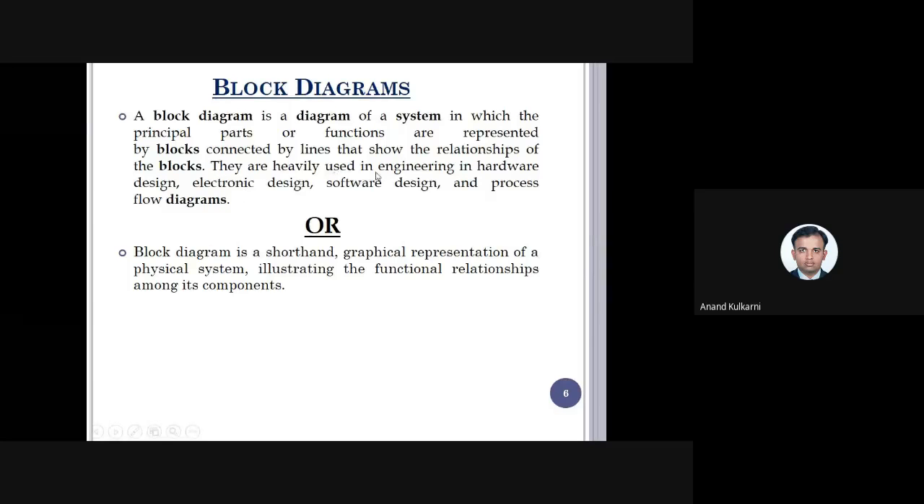They are heavily used in electrical hardware, electronic design, software design, and other things. You have all seen block diagrams when you were initially studying computers; they are also used to draw the block diagram of a computer. Similarly here, for a block diagram of a system, we are going to show only the blocks. Whatever is inside, the internal parts, we are not worried about. We are only worried about what the input is, what the output is, and how we are going to have the transfer function. That is what a block diagram is.